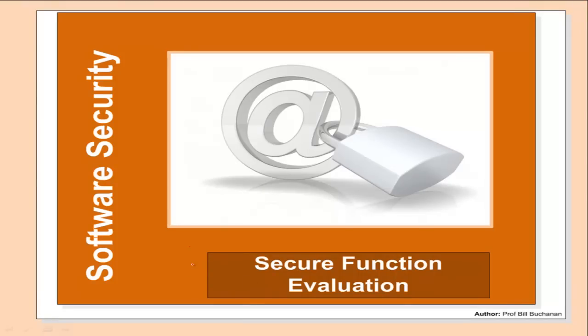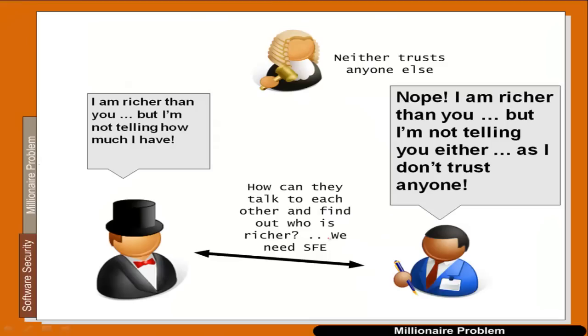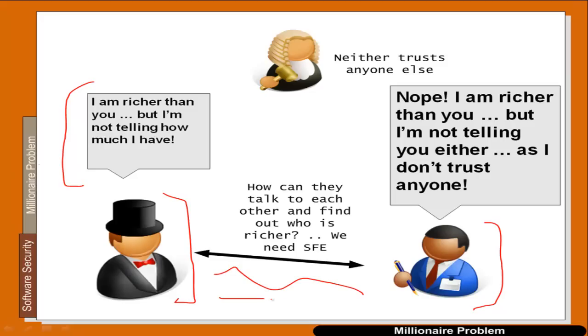Okay, so let's look at secure function evaluation. In this case, we get a classic infrastructure where we do not trust anyone, how we can make some decision on something without actually seeing the core data. So it's a classic problem that we have, and it's known as the millionaire problem. Two millionaires get together and actually they want to find out who's actually the richest without actually telling each other how much money they actually have. And neither of them trusts anyone else. So how do we create a function which allows us to do this?